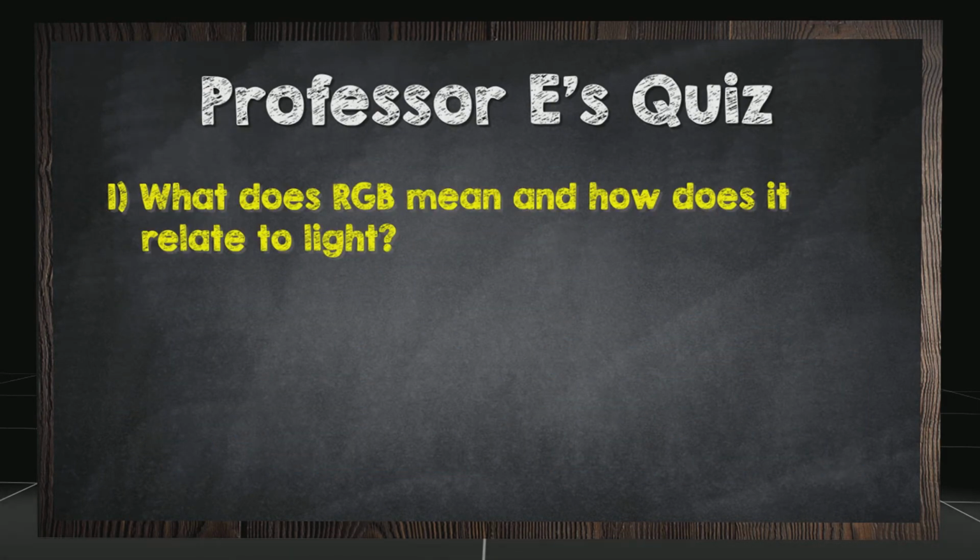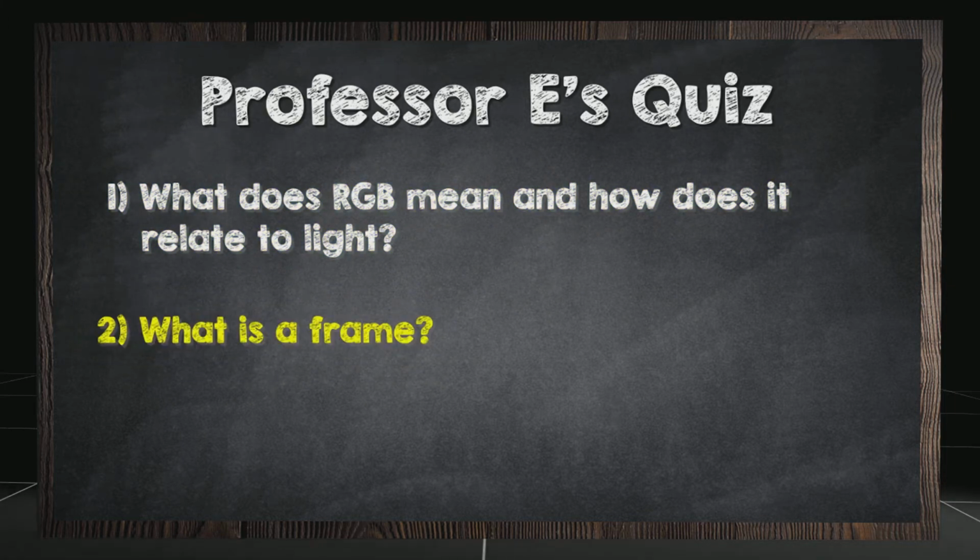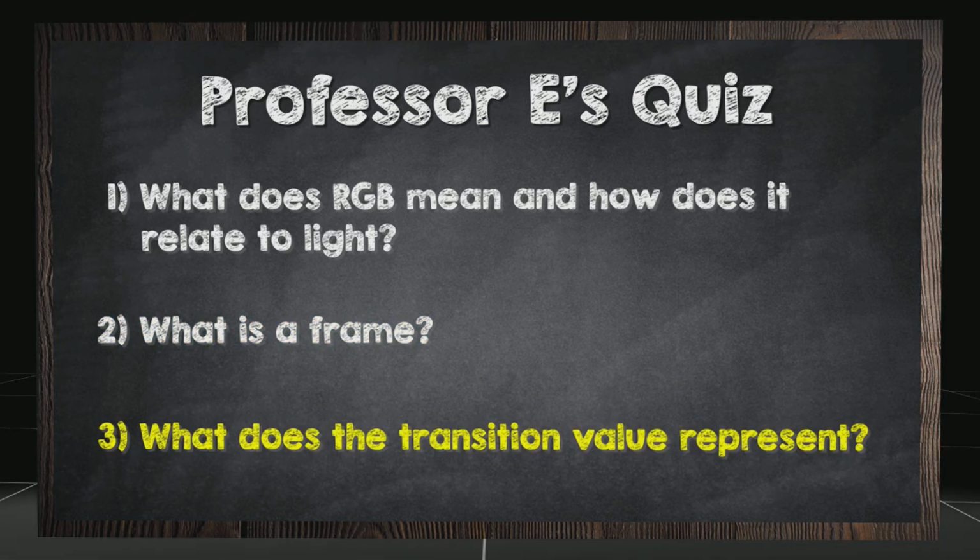What does RGB mean and how does it relate to light? What is a frame? What does the transition value represent?